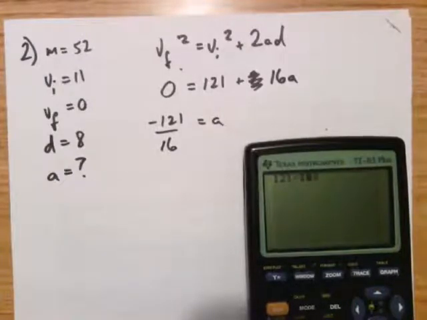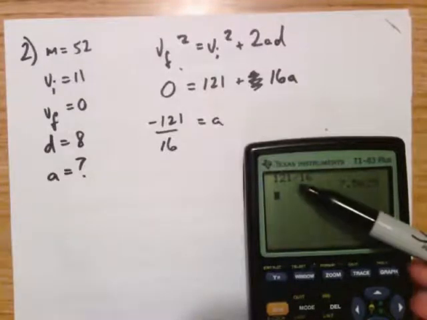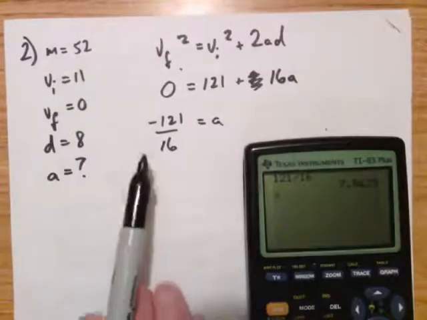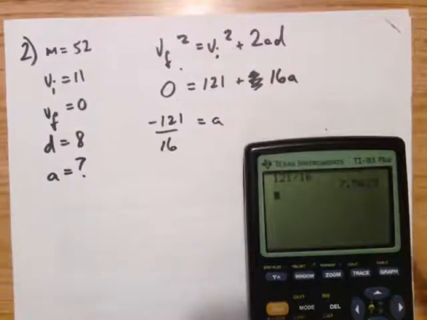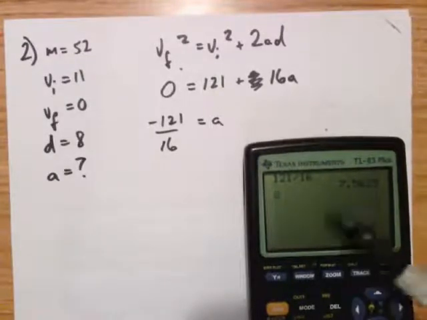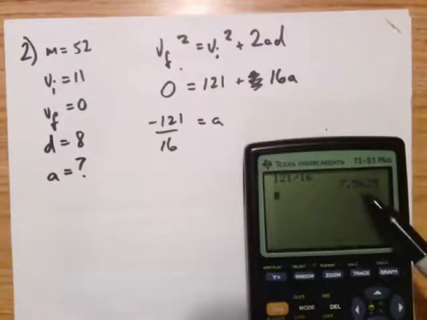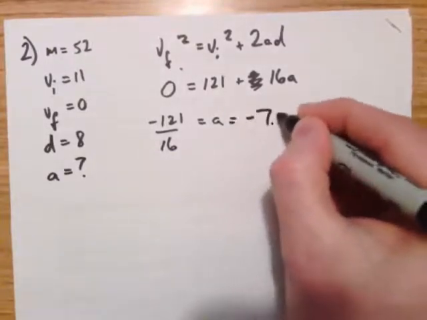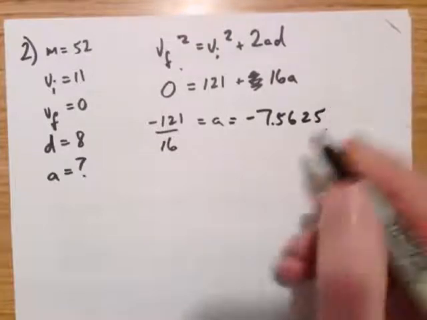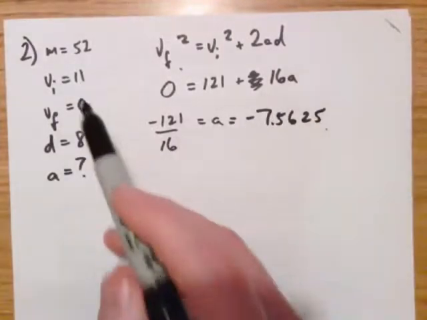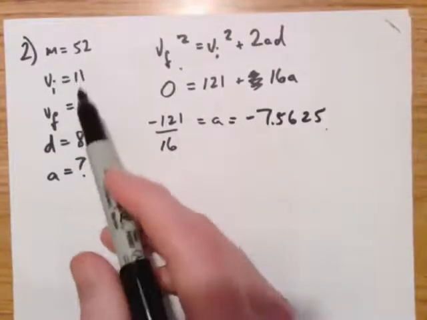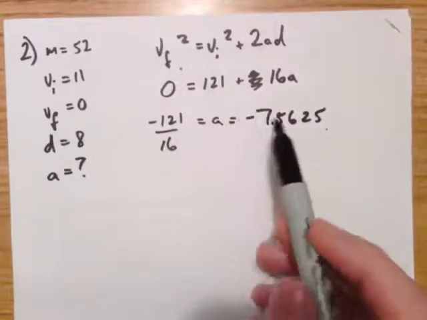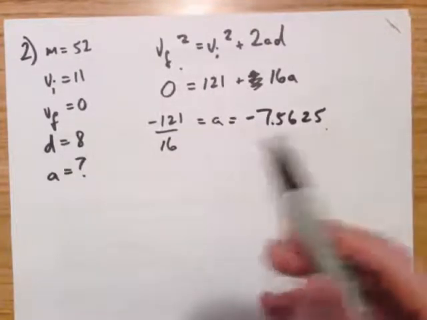121 divided by 16. In case you're wondering, I rarely throw negatives in when I'm doing something relatively simple. If it's a big multi-step thing, I'll put it in. But here, it's an added step. It's a pain to me. I just put a negative in front of that when I write it down, in case you've ever wondered. Negative 7.5625. So this bad boy's slowing down, which makes sense. Initial speed is 11, final is 0. It's slowing down, so it means a negative acceleration.